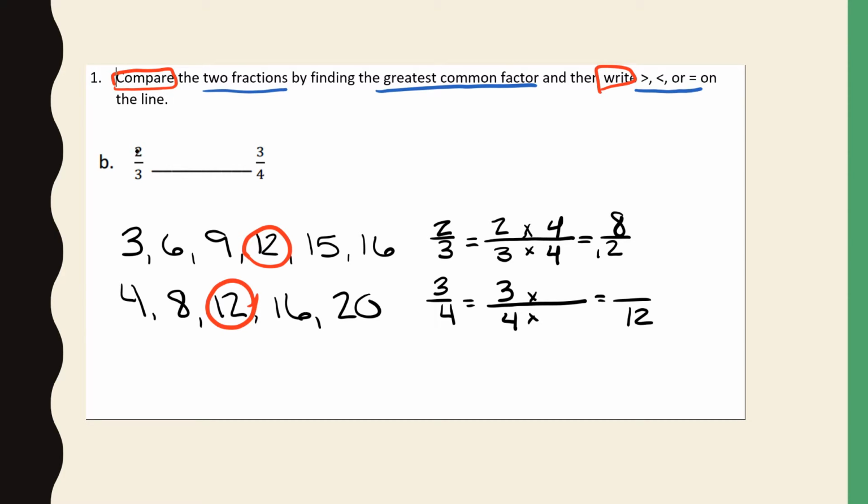So my new fraction is 8/12. If I change 3/4, 4 times 3 is 12. Anything you do on the bottom, you have to do on the top. So 3 times 3 is 9, and I have 9/12. So now we have the same denominator, so I'm just going to be comparing the numerators, and 8 is less than 9. So 9/12 is greater than 8/12.